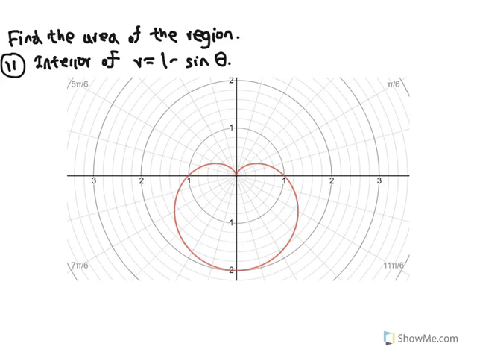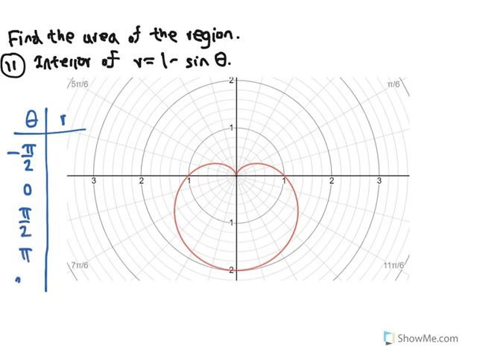And if you make a table where you have theta and r, and you choose input values for theta such as negative pi over 2, 0, pi over 2, pi, 3 pi over 2, and 2 pi, you'll get these values for r. Sine of negative pi over 2 is negative 1, and 1 minus negative 1 is 2. So you have this point with polar coordinates r theta, which would be 2, negative pi over 2.